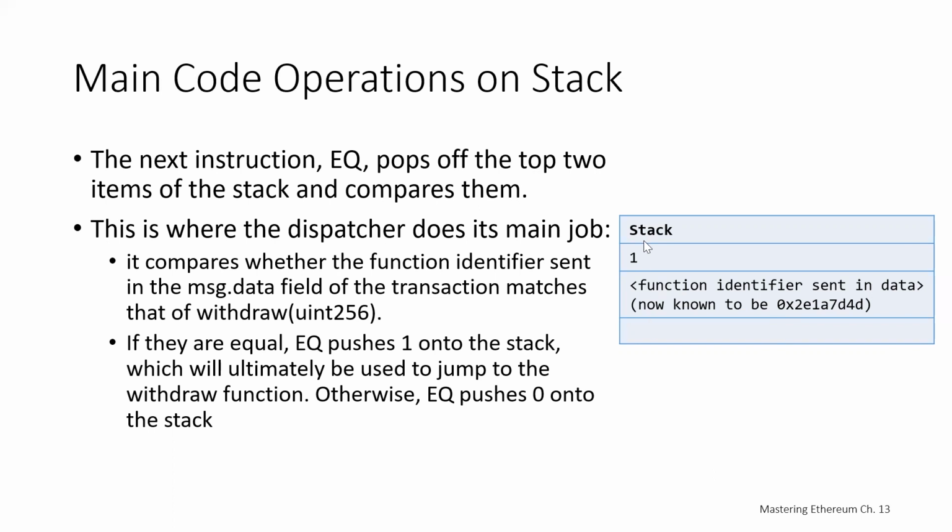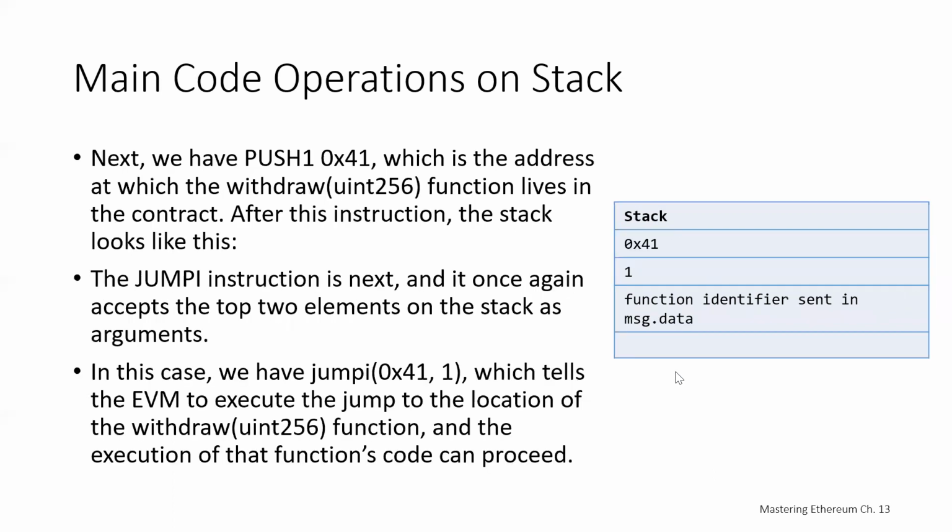So now the stack has a 1, and it's got the function identifier. Now we push 1, followed by the memory address 41, which is the address of the withdrawal function. And then the jump I instruction comes next, and it will allow us to jump to the location of the withdrawal function, and then the withdrawal function's code will be executed.